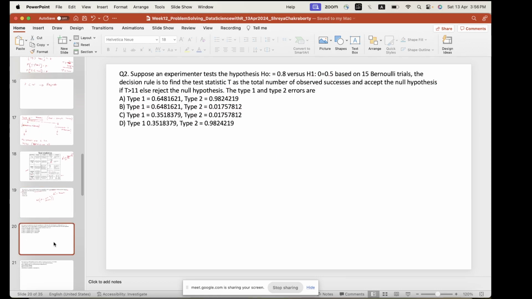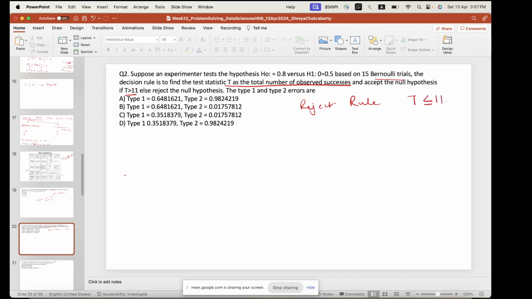Let's say this one. Suppose an experimenter tests the hypothesis h naught p equal to 0.8 versus h1 p equal to 0.5 based on 15 Bernoulli trials. Decision rule is this: test statistic T is the total number of observed successes and accept the null hypothesis if T is greater than 11. Okay, so then rejection rule is what? Rejection rule is T is less than or equal to 11.